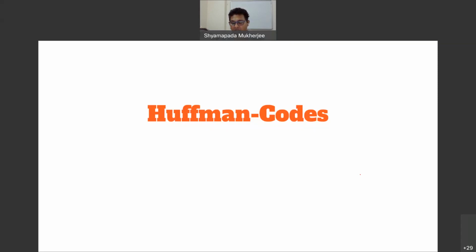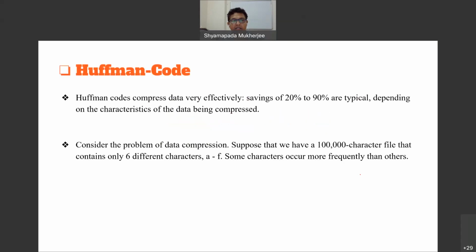Huffman codes are such a coding strategy where the greedy paradigm is used to encode the characters. It is observed that if we apply Huffman code to compress data, it saves 20 to 90% of the memory, as the number of bits we need to spend is lesser than with other techniques. Suppose we have a file consisting of 1 lakh characters, and the file contains text composed of 6 different characters, A to F.